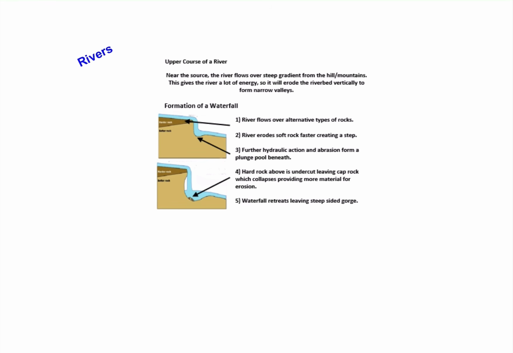My big landform I'm going to start to see here is the formation of a waterfall. A waterfall is an erosional landform, so it's caused when the river flows over alternate layers of rock. It's then going to start to create a bit of a step as it erodes vertically. They get even more hydraulic action and abrasion, which is going to form that plunge pool that you can start to see forming here.